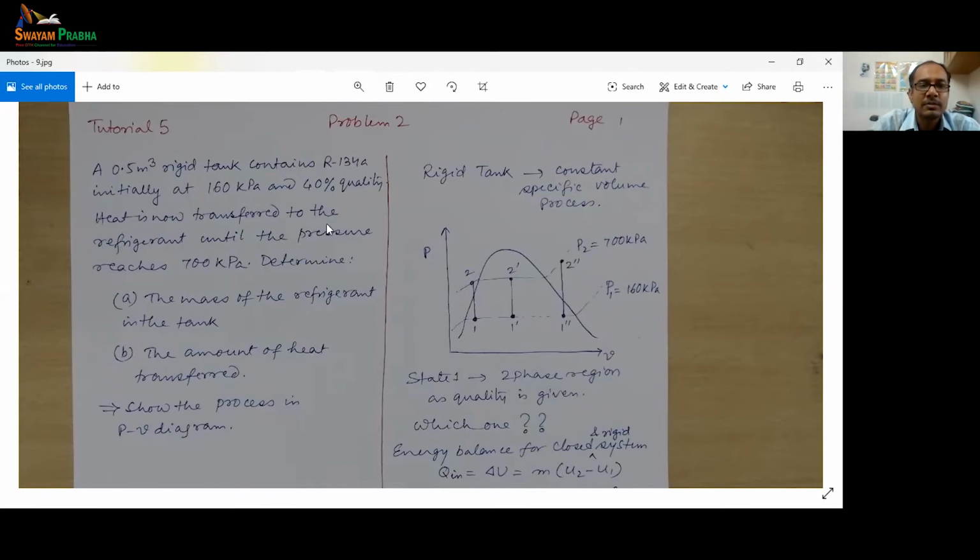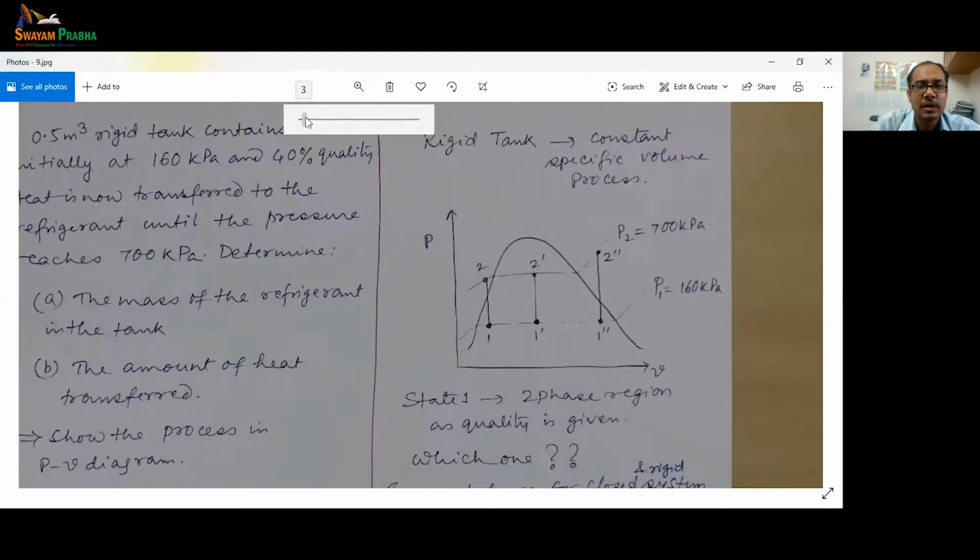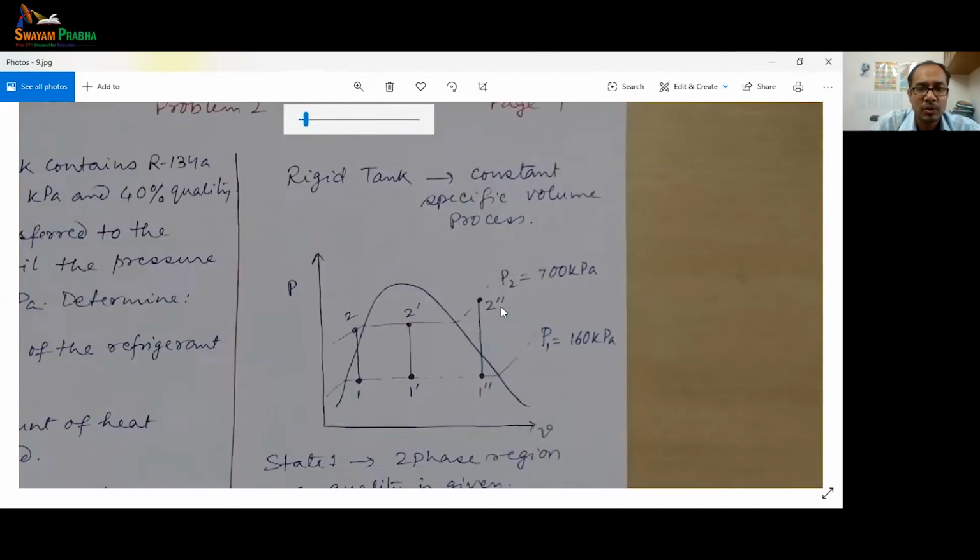So heat is now transferred to the refrigerant until the pressure reaches 700 kPa. Okay, so from 160 kPa, pressure is increased through transfer of heat up to 700 kPa. Now, in this process, you have to determine the mass of the refrigerant inside the tank and the amount of heat transfer to accomplish this rise in pressure. Okay, and you have to show it in the PV diagram. Now, let's try to solve it, and we need a few intuitions to be checked first.